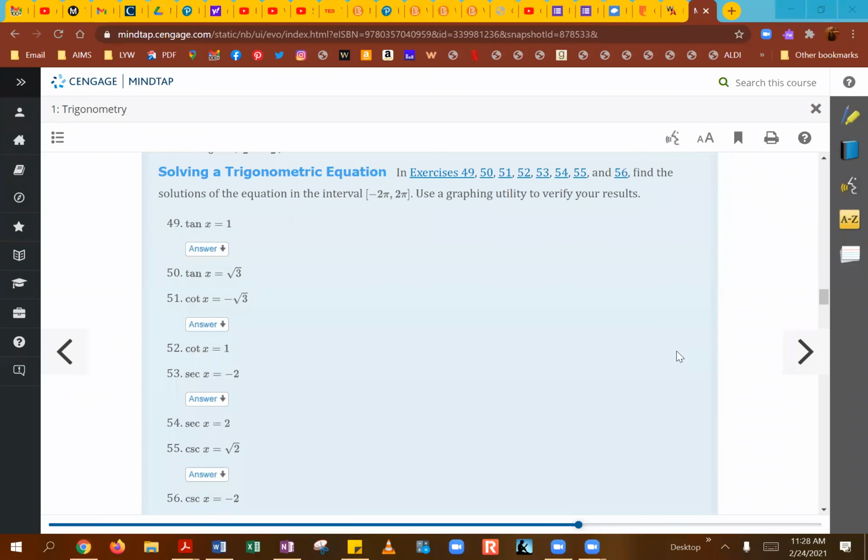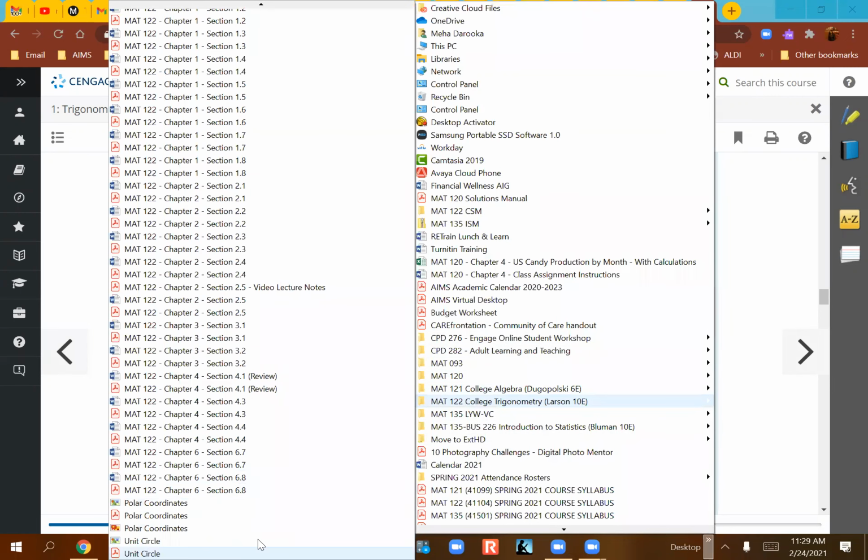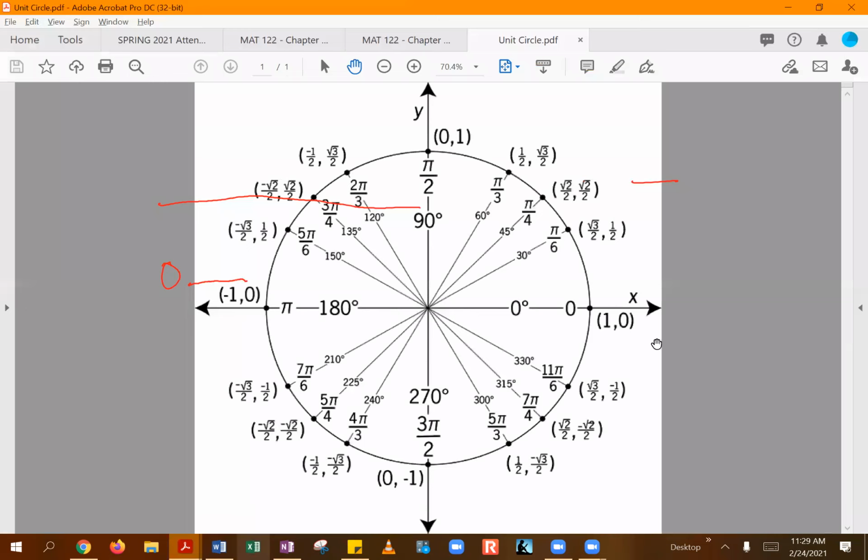There we go. So this guy is talking about finding the solution of the equation in the interval negative 2 pi to positive 2 pi. And then, of course, here we're talking about your tangent function will have a value of square root of 3. So I would actually say go ahead and look at your unit circle, because obviously, unit circle gives us a lot of that information. So if you had to try and figure out where the tangent x function was equal to square root of 3, any ideas what our possible candidates might end up looking like?